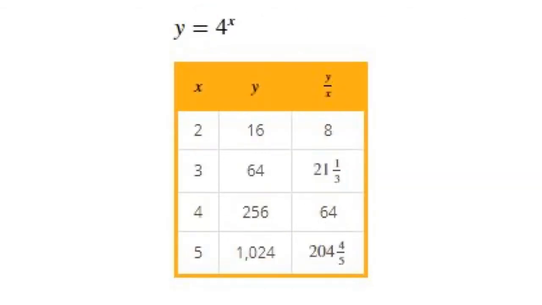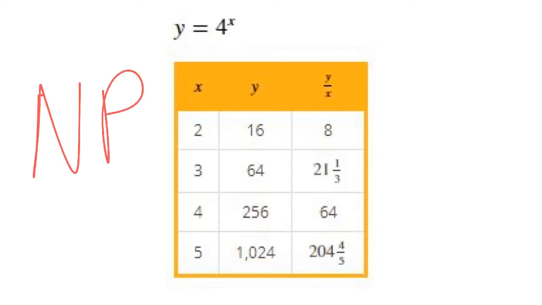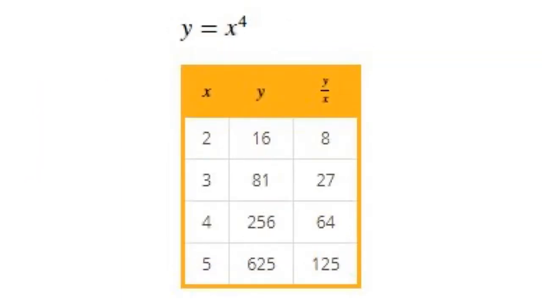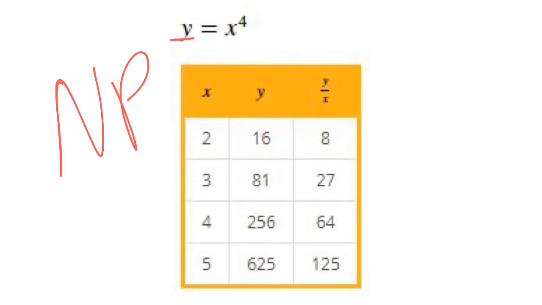Is this a proportional or non-proportional relationship? Answer, non-proportional. Variable, variable, and a number, but the variable here is an exponent. There's no exponent involved in proportional relationships, so it is non-proportional. Is this a proportional or non-proportional relationship? This is non-proportional. It has the y, it has the x, but since the number is an exponent and proportional relationships don't involve exponents, it is non-proportional.